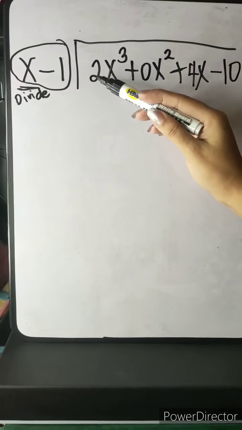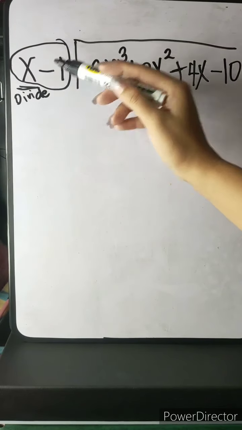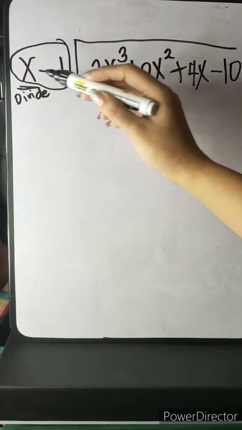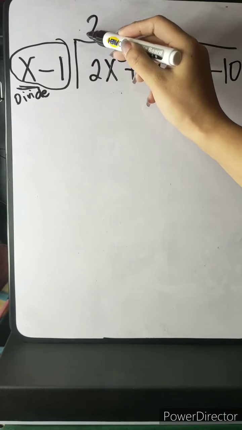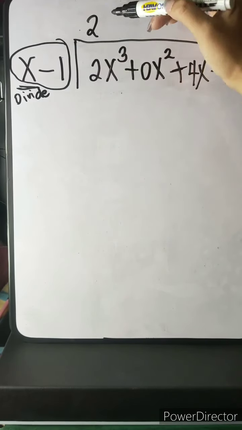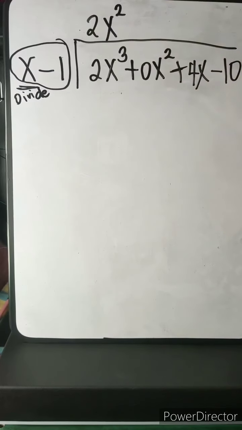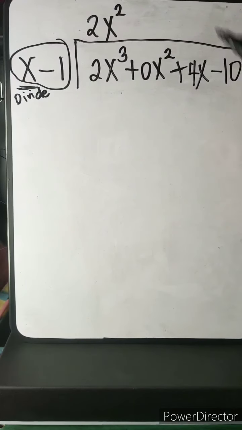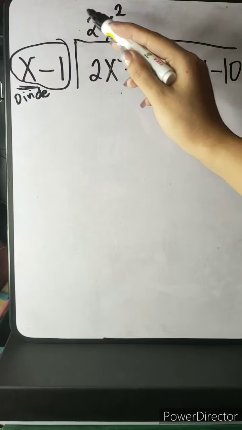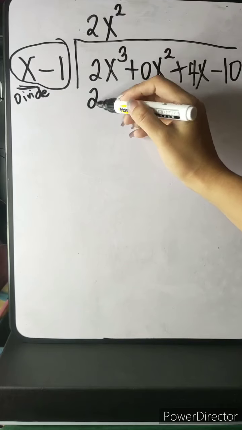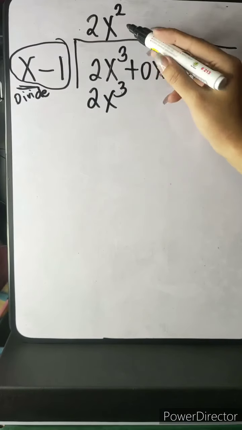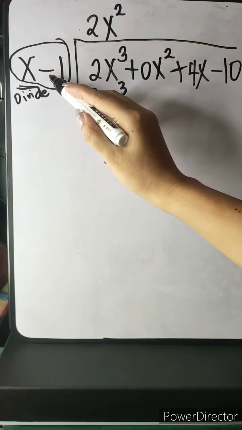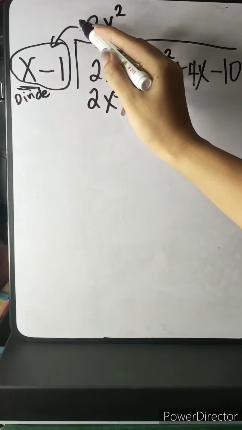So, let's divide 2x cubed by x. So, wala siyang numerical coefficient, kaya 2 pa din. And then, x cubed divided by x ay x squared. And then, multiply na tayo pabalik. Just like I told you, imumultiply natin. So, 2x cubed. And then, ito, imumultiply din natin sa kasunod. So, dito.